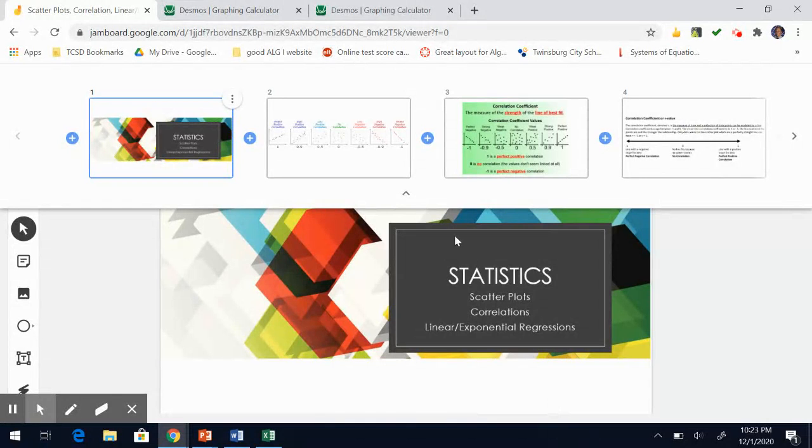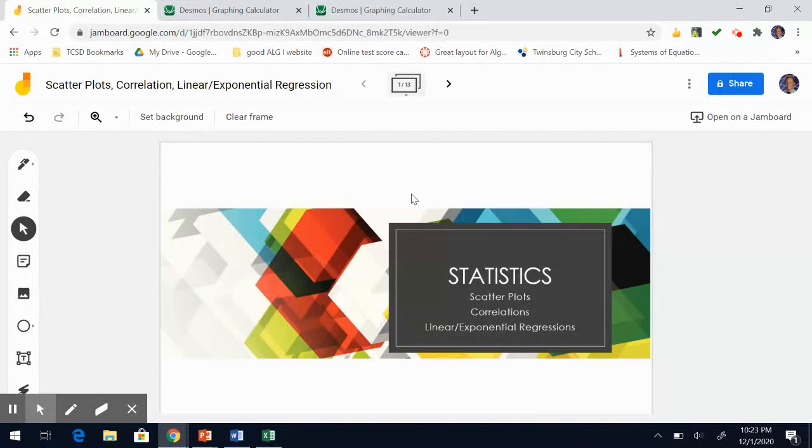As you can see, we are still in that statistics topic, 9, I believe it is, right? Scatter plots, correlations, and linear and exponential regressions. I think you're going to enjoy this lesson, one, because it's very visual, and two, it's very Desmos friendly. As you can see, we have our best friends up here, 1 and 2. So why waste time? Let's get at it.